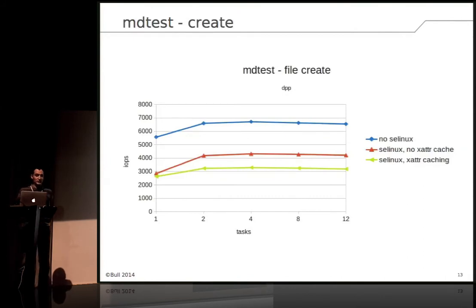First test case is file create. The blue line shows the performance we get without SELinux. The red line is with SELinux enforced. The performance is lower by around 35%. And this is because at creation time, we have to set the security.SELinux extended attribute. So it requires more work and more communications between the client and the MDS.